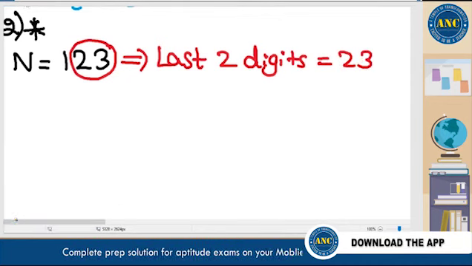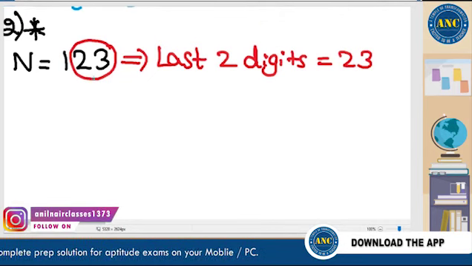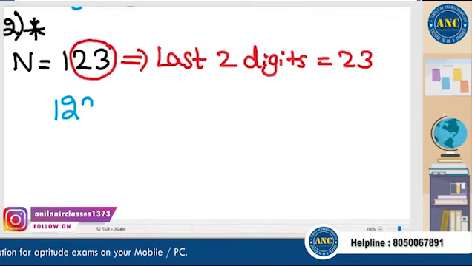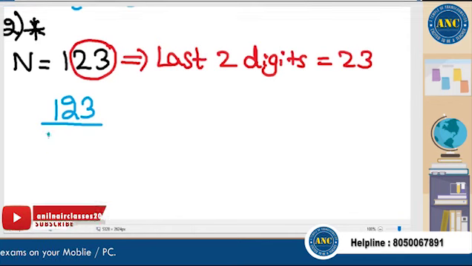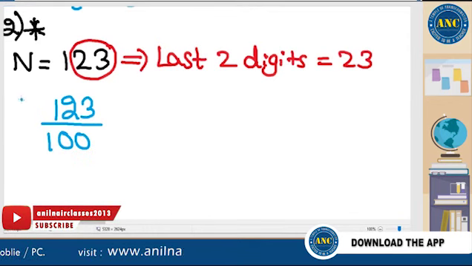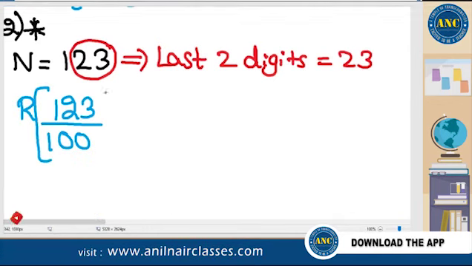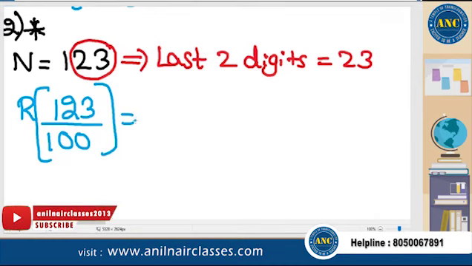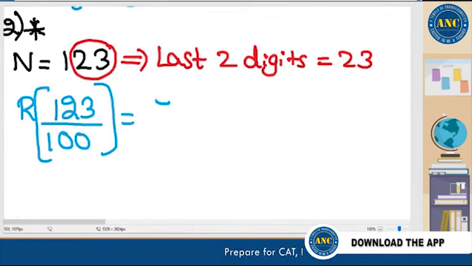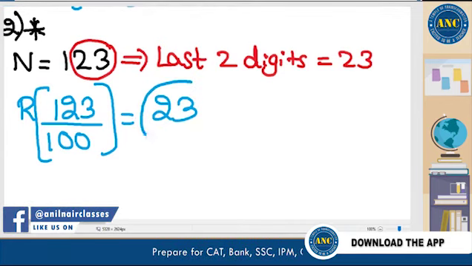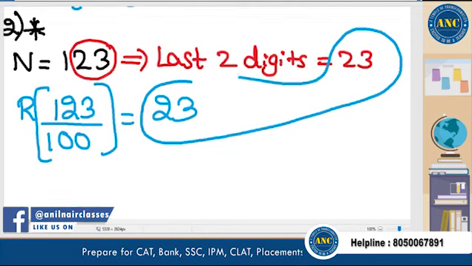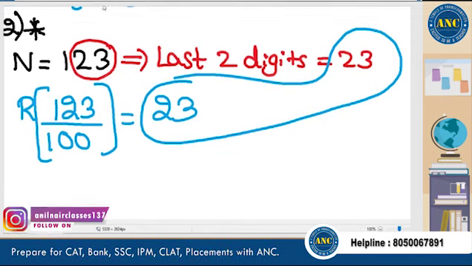Now, what I will do is, I will take the same number 123. I will divide it by 100 and I will find the remainder, right? What is the remainder when 123 is divided by 100? 100 into 1 is 100. Remainder is how much? 23. That means, can I say that these two are the same? Both are the same, right?